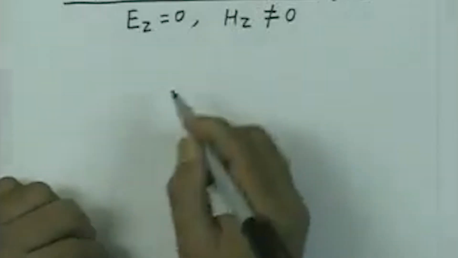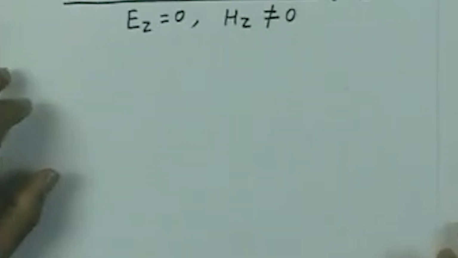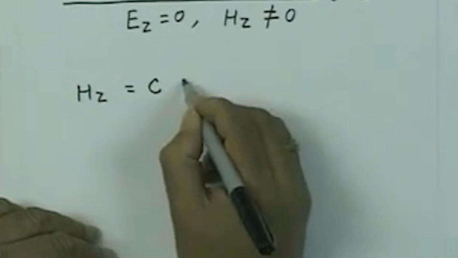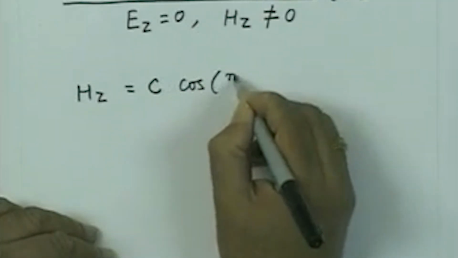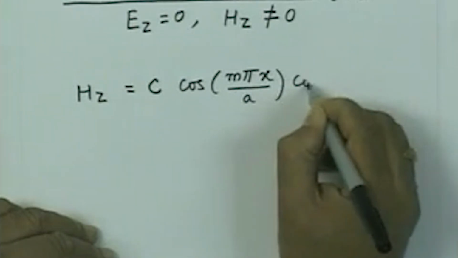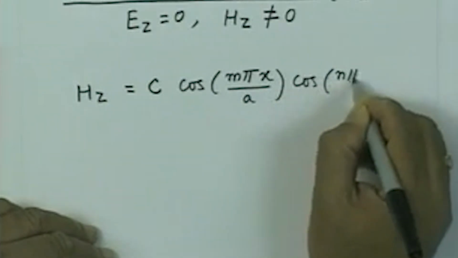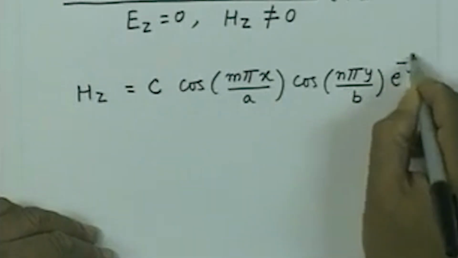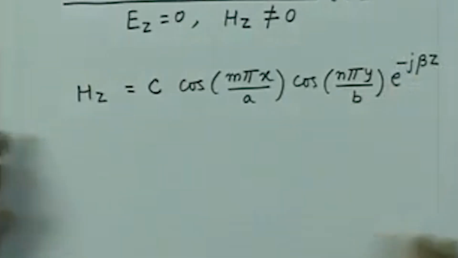So now having understood all this analysis, we can write the solution without going through the same steps, same algebraic steps which we have done. We can get the solution for Hz, which will be some constant times cosine of m pi x by a, cosine of n pi y by b, e to the power minus j beta z.